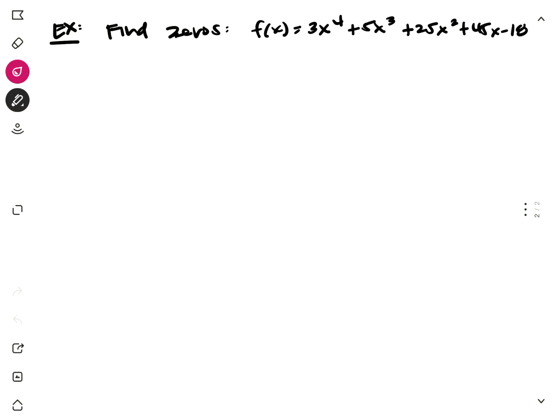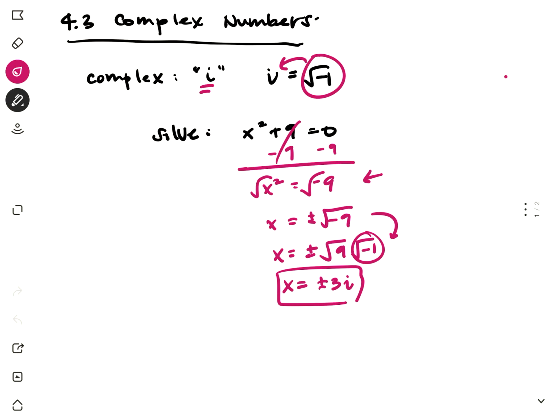What we're going to do here is find the zeros. We're going to do it exactly like we did the last time. We're going to have to do some long division. I don't think there's any getting around it, but we'll talk about it when we get there. So we're looking at 3x to the 4th plus 5x cubed plus 25x squared plus 45x minus 18. We're going to have i's in our calculations eventually, but we've got to be able to get there first.